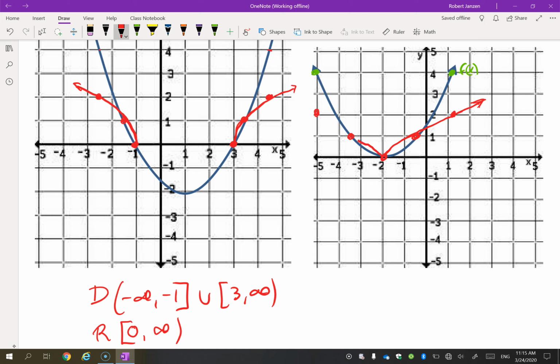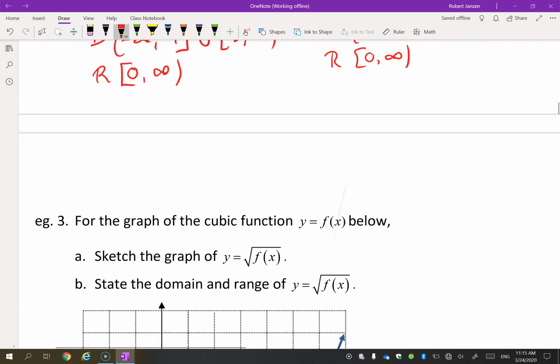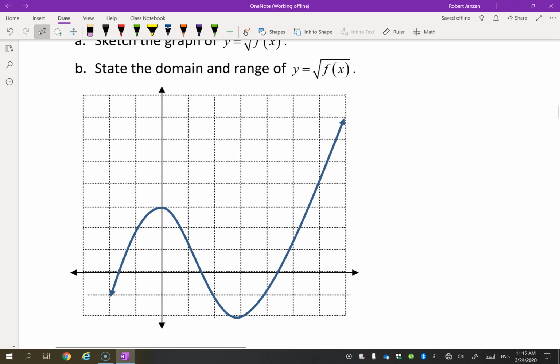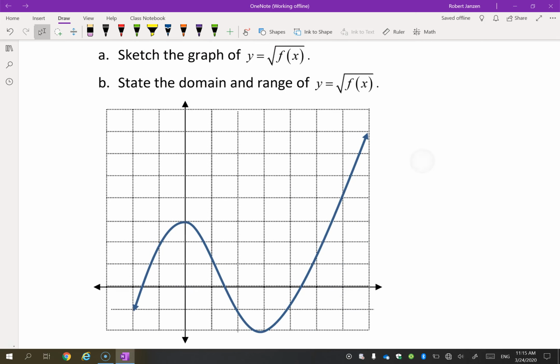Okay, so here we'll do the same thing. Something like that. In this case, the domain is negative infinity to infinity, and the range is from 0 to infinity. Alright, last one like this, a cubic function.